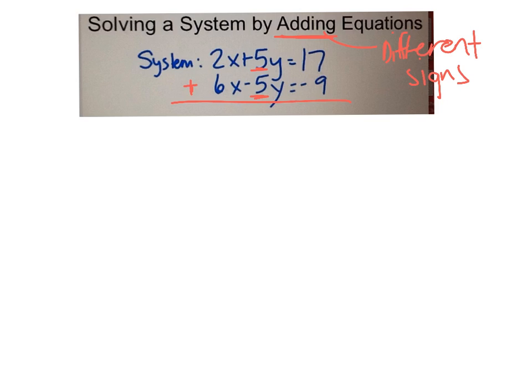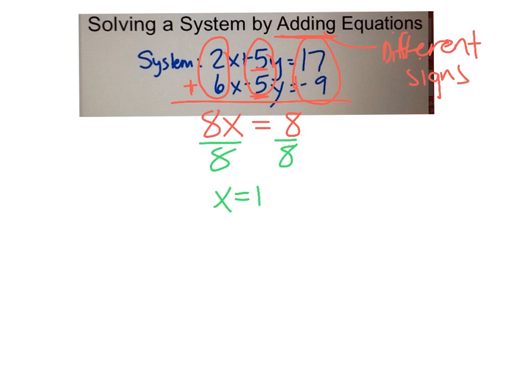On the first one here, 2 plus 6 gives us 8x. Well, 5 plus negative 5 gives us 0. That's what we needed to happen. I'm not even going to write it. And then on the other side, you have 17 plus negative 9. They're different signs, so you subtract, take the sign of the bigger number. 17 minus 9 is 8. So we have 8x equals 8. After that, you say what's happening, do the opposite. It's being multiplied by 8, so we divide by 8, giving us x equals 1.